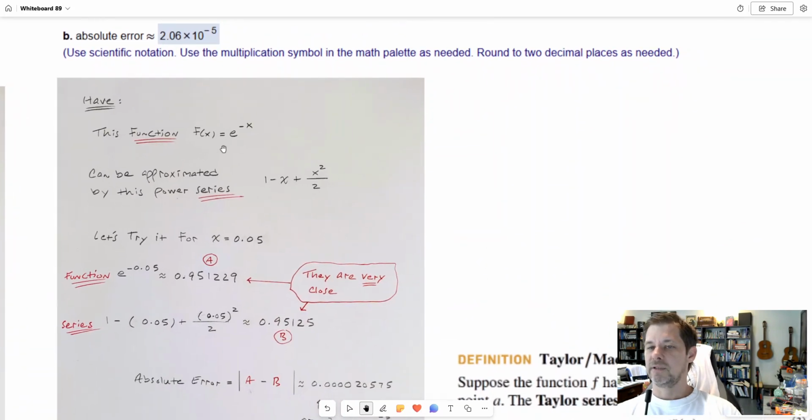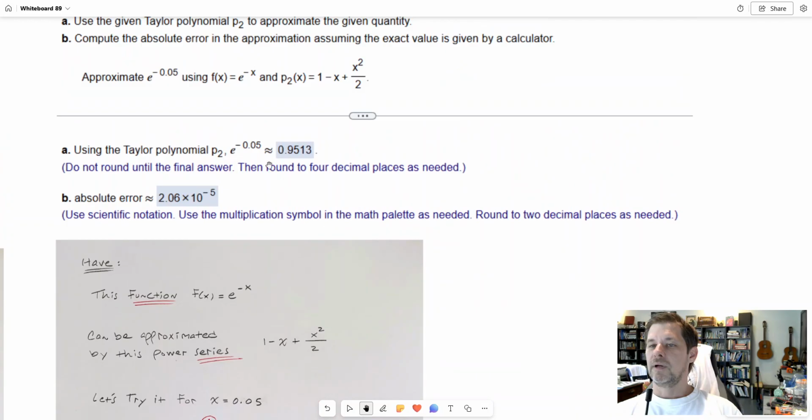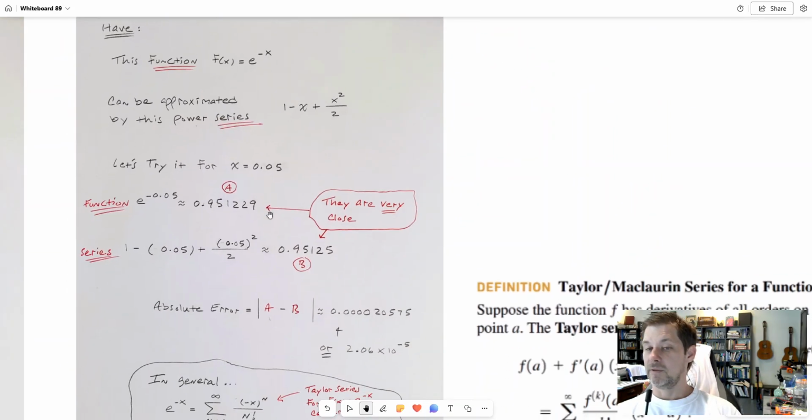So I have this function e to the minus x, and it can be approximated by this power series. The question is, can you use this series to approximate what e to the power negative 0.05 is? I will calculate both of those. If I want to use this function to tell you what e to the power negative 0.05 is, I'll let x be 0.05 and put it in there. And this is what I'll get with a calculator. If I want to then use this series to approximate that function, then I'll let x be 0.05 in it.